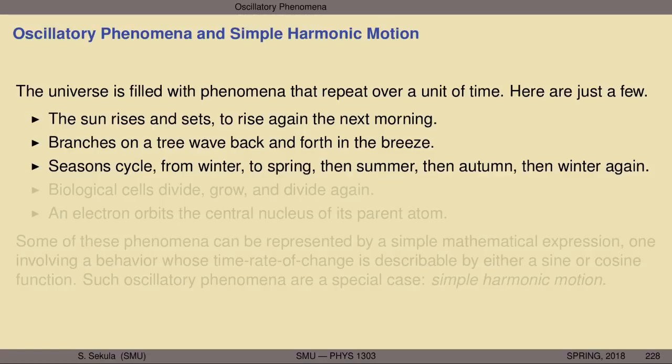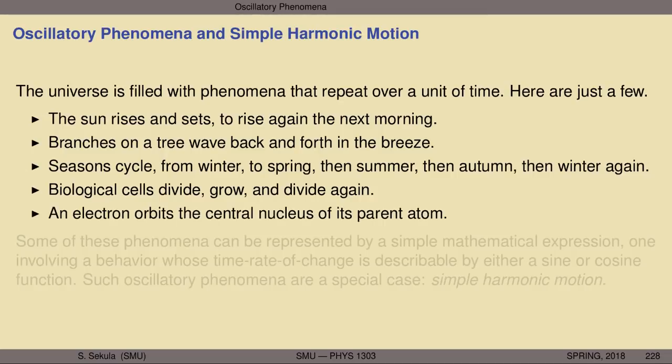We tend to think of the winter as much colder. We tend to think of the summer as much hotter. Of course, what we mean by cold in an absolute sense may be very specific to where we live. Cold in equatorial regions of the world is very different from cold in polar regions of the world. But nonetheless, we think about a rise in temperature as we go into the summer and a decline in temperature as we head into the winter, and the whole phenomenon repeats again. Biological cells, they divide, they grow, they divide again. This is a cyclic process.